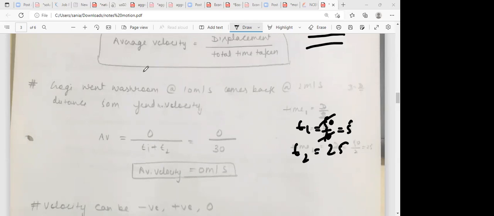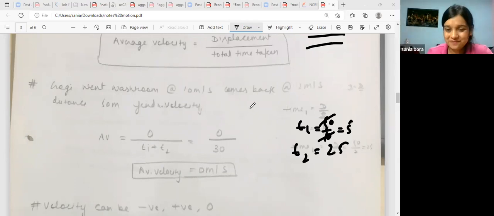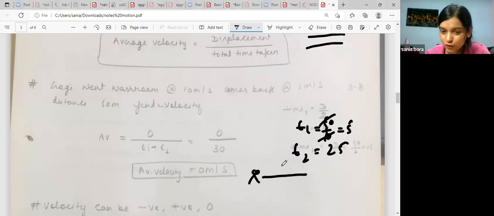Adil, you are correct. But why have you taken this displacement as 100? It's 50 plus 50. No, see, I'm not talking about distance. I'm talking about displacement. This was Gogi. He went to the washroom, so he covered 50. Then he came back, the 50. So the distance is 100. But now he is here.